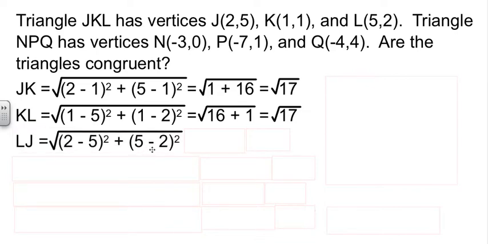Then we'll do side LJ, plug those numbers in and crunch through. 9 plus 9, so we have the square root of 18. So now we know the side lengths for the first triangle. If we're going to have congruency, we're hoping to get the same side lengths down here.